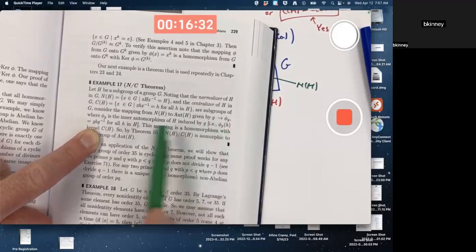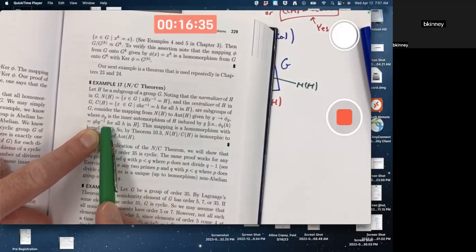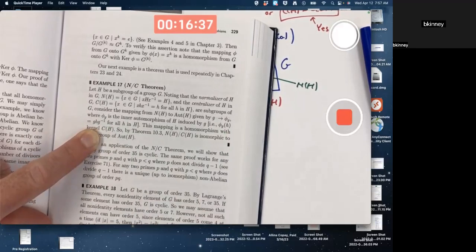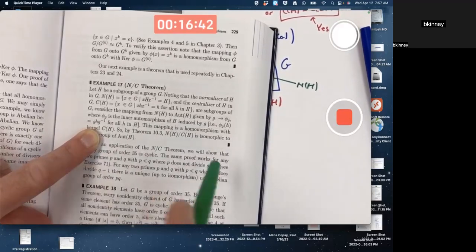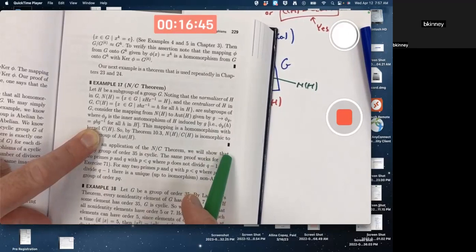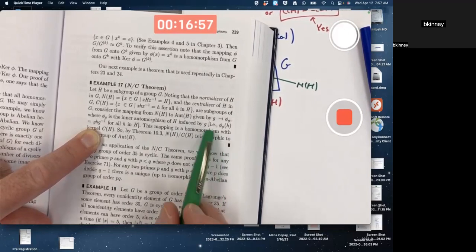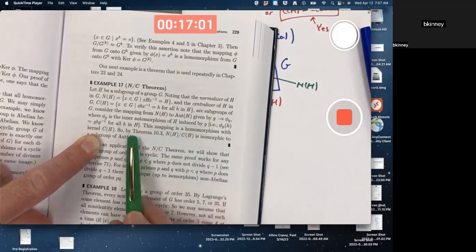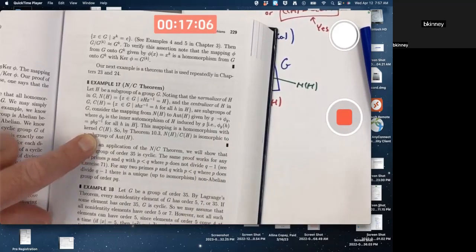Inner automorphisms are the ones that have the special formulas. Inner automorphisms and automorphisms in general are different. Some automorphisms don't have these formulas. In particular, if your group is abelian, the only inner automorphism is trivial because everything commutes. But there are automorphisms that are not inner automorphisms. So it says this mapping is a homomorphism with kernel C of H. That's probably the author's claiming this. That's probably something you want to verify.